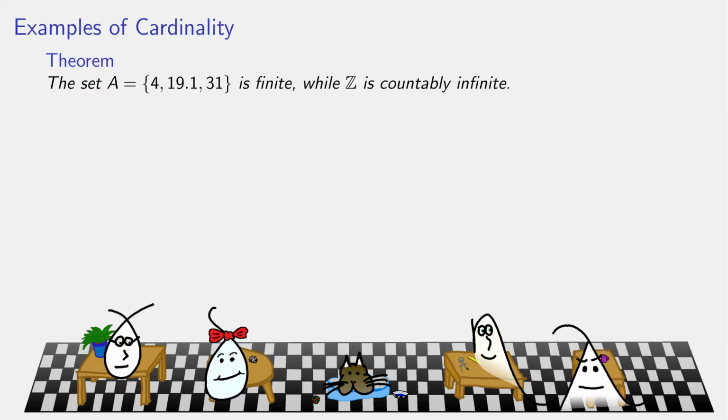So let's look at an example of establishing a cardinality of a set. So we have a set here, A. The elements are 4, 19.1, and 31, and we claim this set is finite. However, the integers are countably infinite.